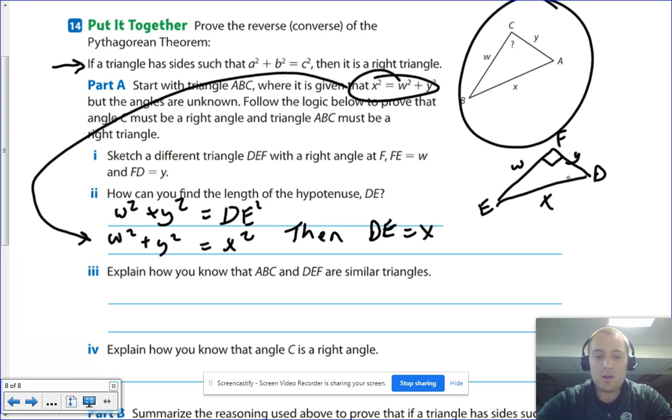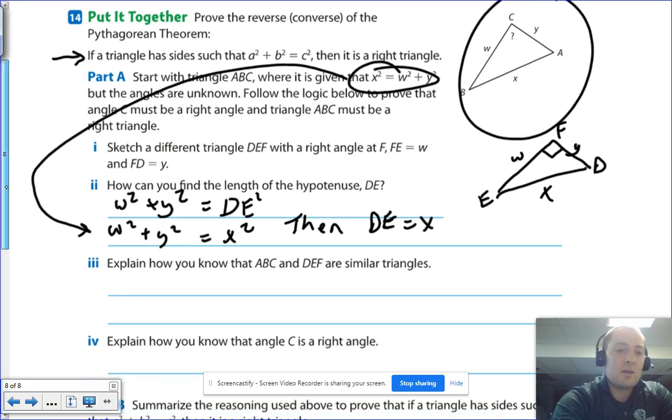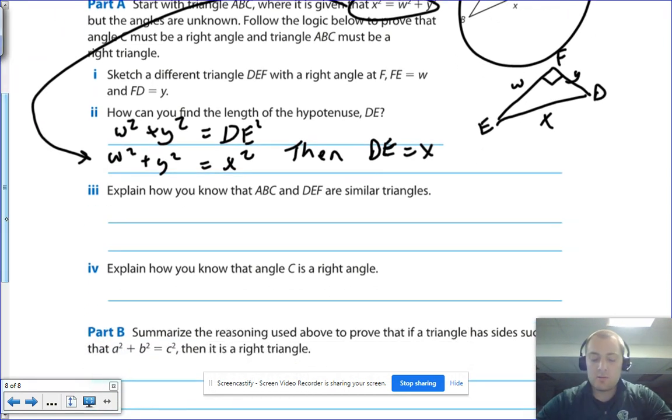So let's go to number 3 here. It says explain how you know that triangle ABC and DEF are similar. So it says corresponding sides are congruent. When all the corresponding sides are congruent, the triangles are similar. Which means, so that's my answer. The triangles would be actually congruent.